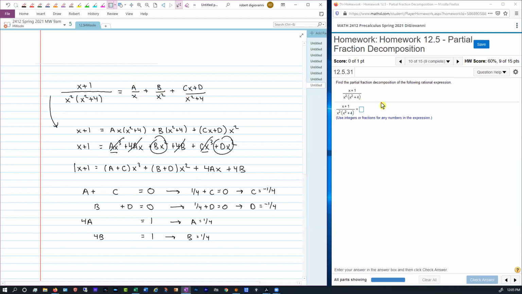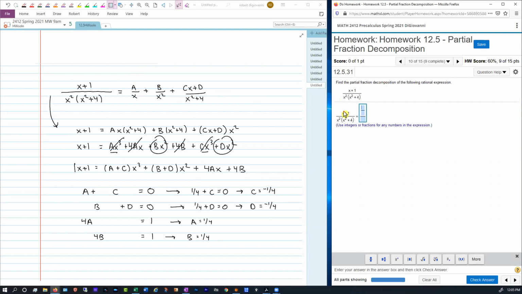A, B, C, and D, we know them. So here we go. Fraction. Up top, we have another fraction, a. That's 1/4 over x. Okay, plus we have a fraction, and then on top, b is a fraction. It's 1/4. And that's over x squared. I'm just moving my cursor to move around here.